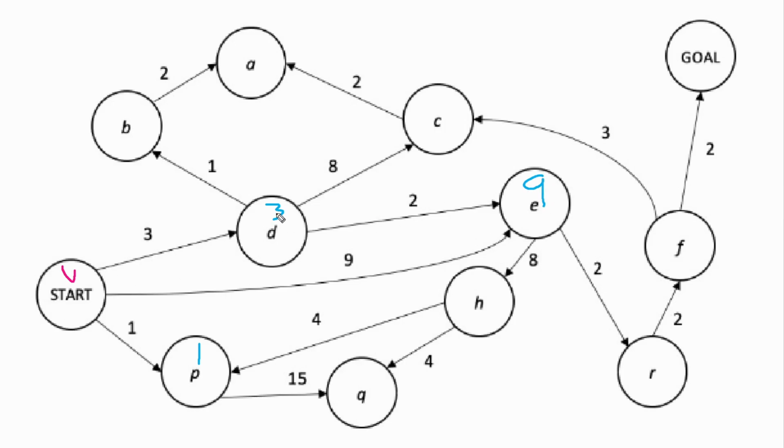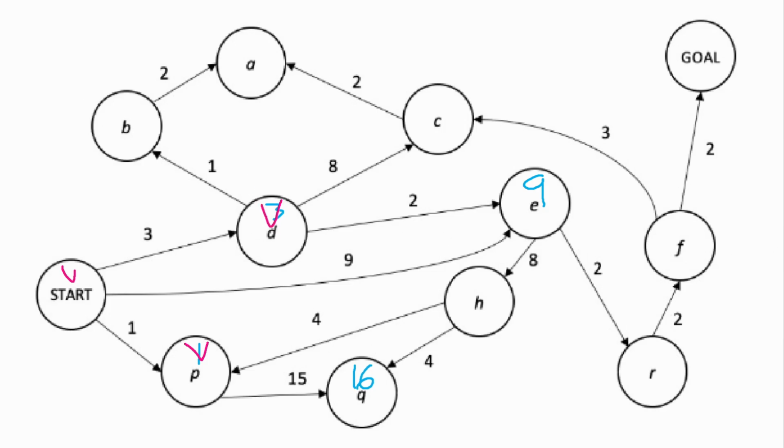Now we're going to visit the smallest cost unvisited node, which would be P, because it's 1. So now this is visited. And we're going to look at what it's connected to. It's connected to Q, which will cost 16 because 15 plus 1. And now we're going to look at the smallest of all the fringes. In this case, we have 3, 9, and 16. 3 is the cheapest, so we're going to visit this.